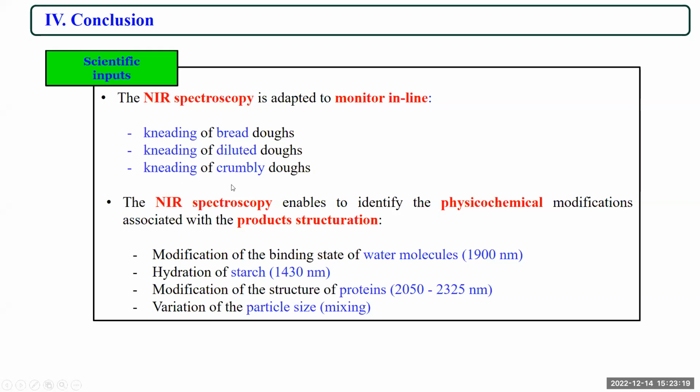So, to make a very brief conclusion concerning this study, we identified that NIR spectroscopy is adapted to monitor inline different kneading processes: kneading of the bread dough, of the diluted dough, and of the crumbly dough. And we also associated the variation of the different spectra to physicochemical modifications. We have identified different NIR bands that are associated to chemical modification of the dough during mixing, for example water molecules, starch, proteins, etc.